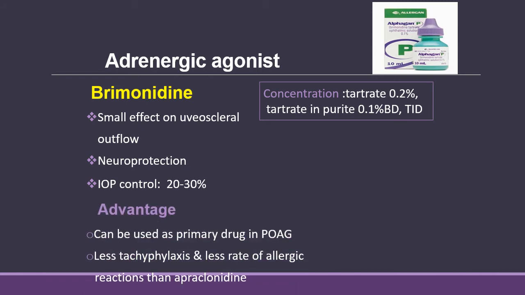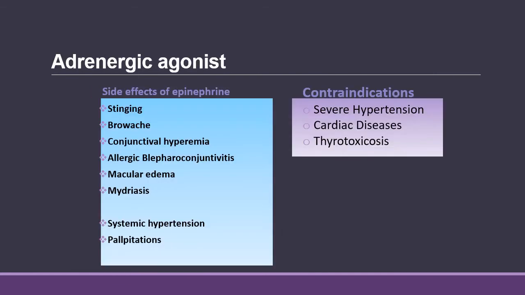Advantages are it can be used as a primary drug in primary open angle glaucoma. It has less tachyphylaxis and less rate of allergic reactions. So side effects of the adrenergic agonists are ocular side effects and systemic.